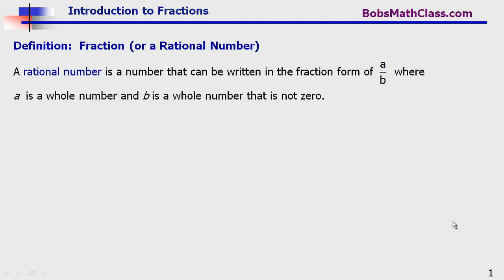Introduction to fractions. A fraction is also called a rational number. A rational number is a number that can be written in the fraction form of a over b, where a is a whole number and b is a whole number that is not zero.